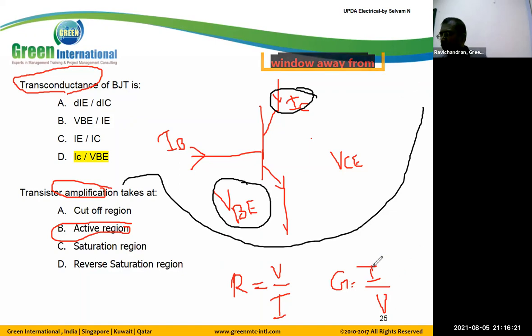G stands for output current divided by voltage. Here, transconductance means output current divided by voltage, but instead of output voltage we go for the input voltage. So that's why the output current is IC and the input voltage is VBE.